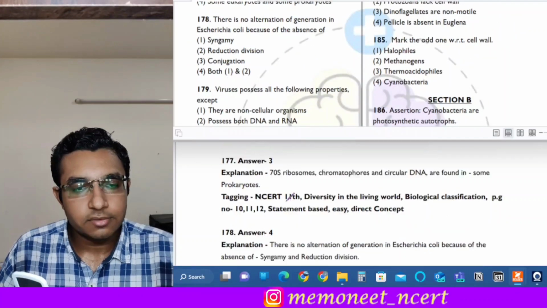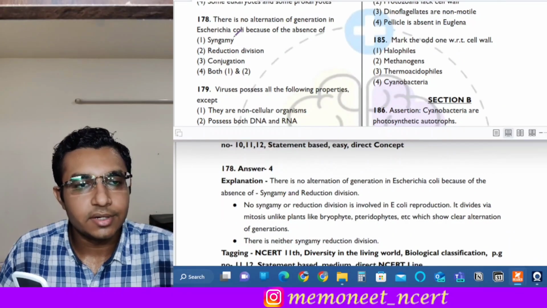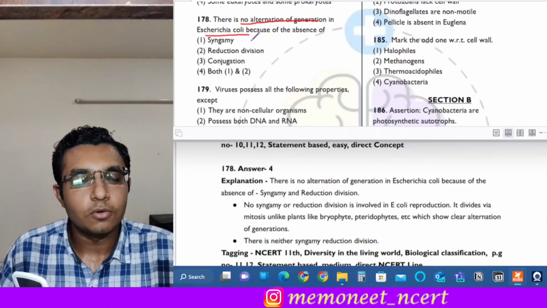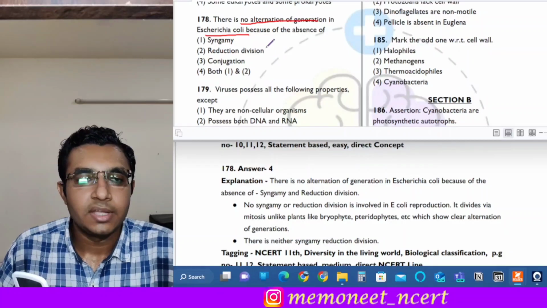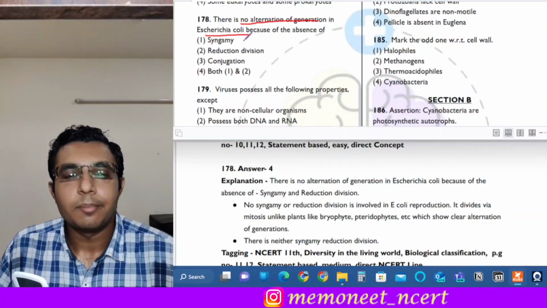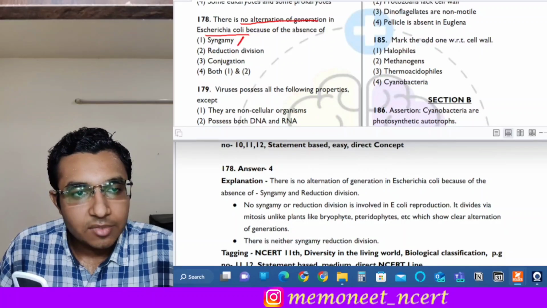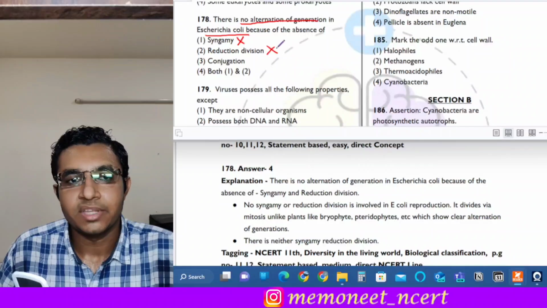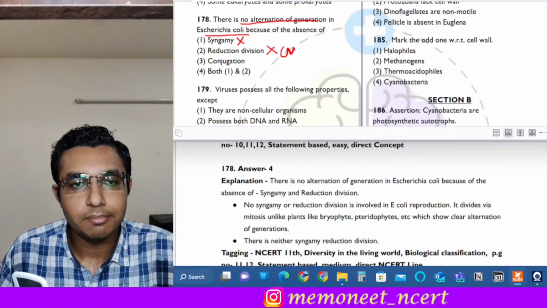Moving on to the next question, question number 178. There is no alteration of generation in E. coli, or Escherichia coli, because of the absence of what? Now see, in E. coli there is no alteration of generation seen. Why? Because in E. coli syngamy is also absent and the reduction division is also absent. Reduction division is also called meiosis.